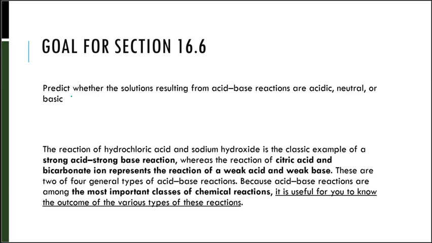Hopefully you feel comfortable writing equations for acid-base reactions and deciding whether they're product or reactant favored at equilibrium. Now you're going to be able to predict whether the solutions resulting from acid-base reactions are acidic, neutral, or basic. The reaction of hydrochloric acid and sodium hydroxide is a classic example of a strong acid, strong base reaction, where the reaction of citric acid and bicarbonate ion represents the reaction of a weak acid and a weak base. These are two of four general types of acid-base reactions. Because acid-base reactions are among the most important classes of chemical reactions, it's useful for you to know the outcome of the various types of these reactions.